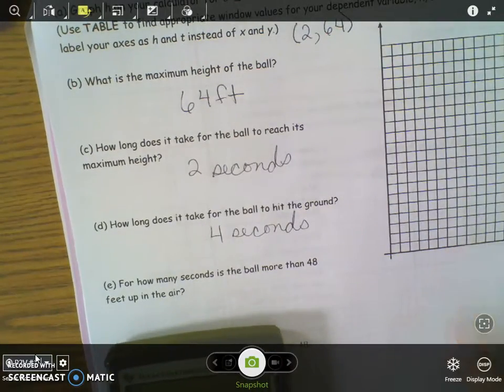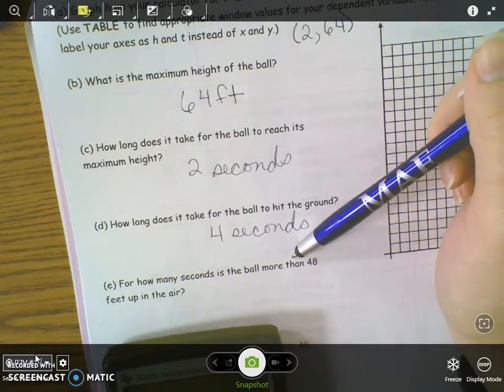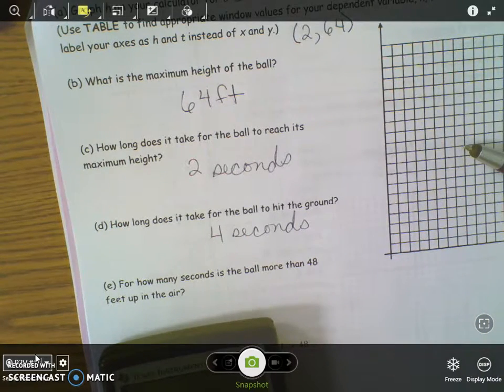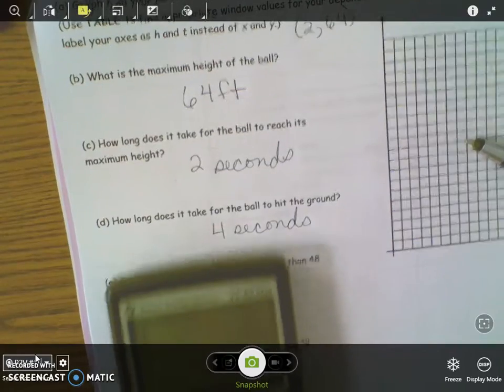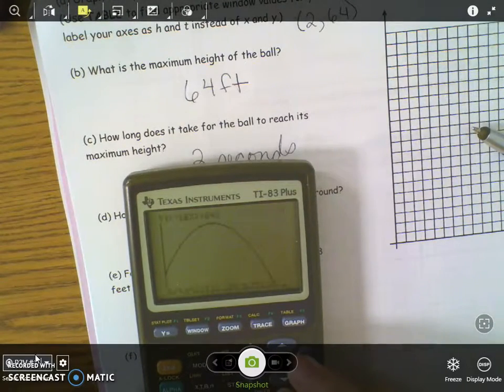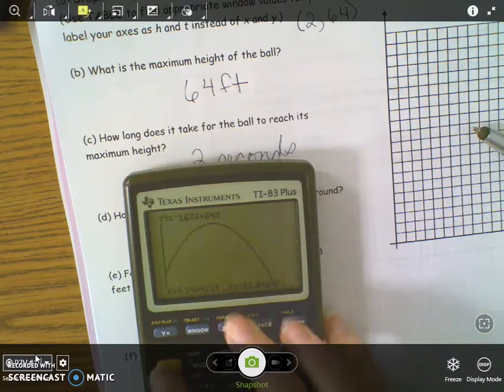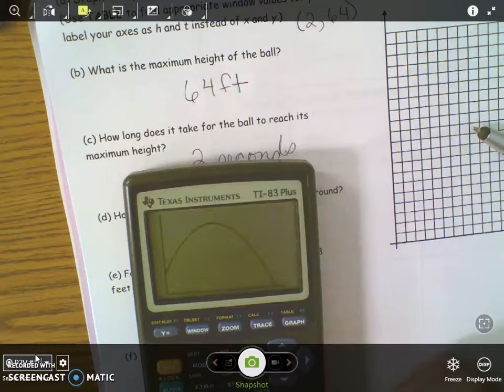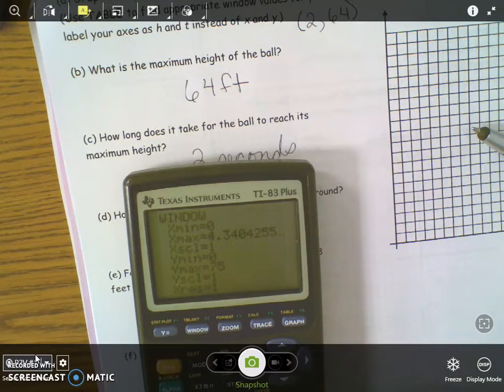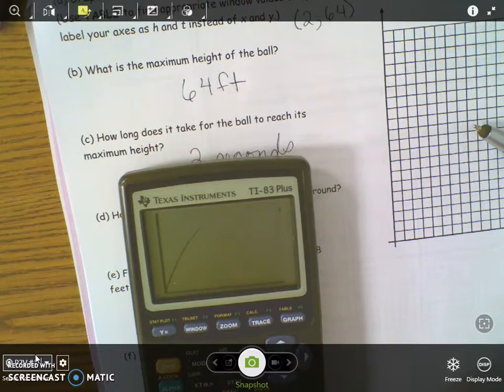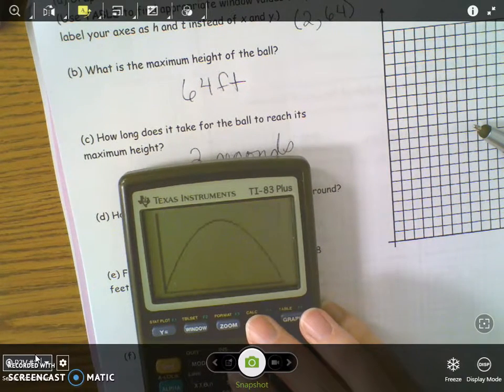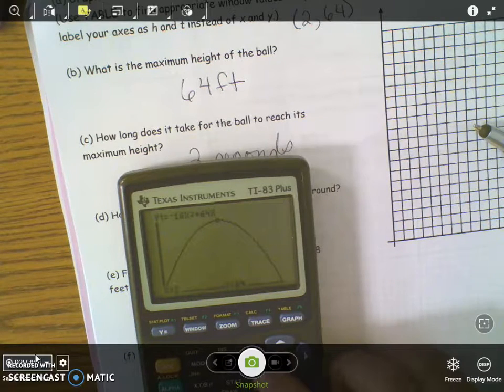Okay, so this one, how many seconds is the ball more than 48 feet up in the air? This one, I'm just going to go ahead and trace, and I'm going to trace until my, where is it? Okay, hang on, I'm going to go back here. I messed up my window somehow. Okay, my minimum is there, my maximum is 4. Okay, that's better. So now I'm going to trace it, and I'm going to see when my y is below 48.